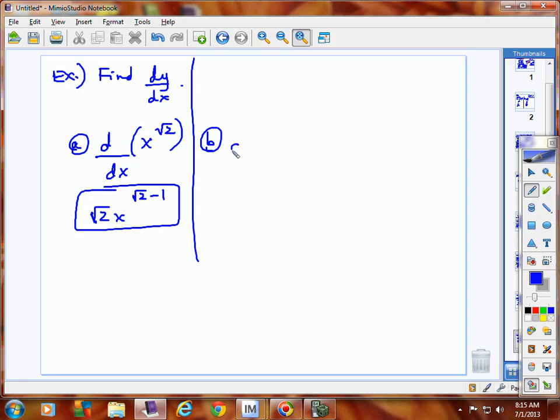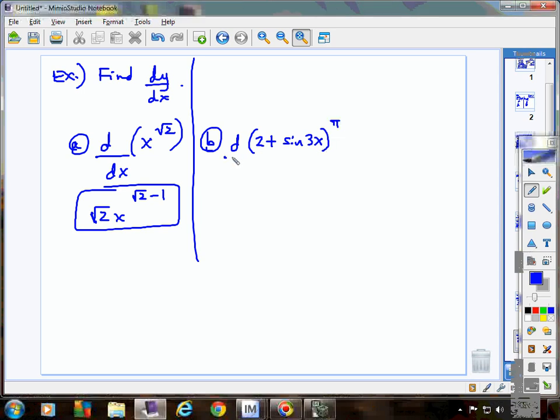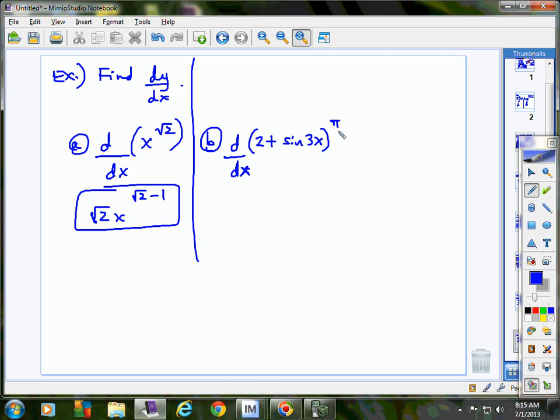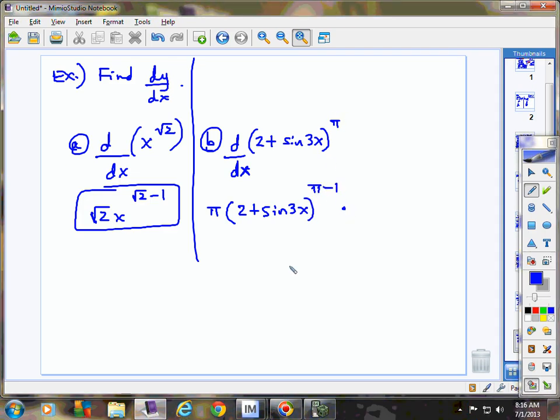All right, B part, the derivative of 2 plus the sine of 3x to the pi power. Got a bunch of stuff raised to a number. Say, I don't know what I'm going to do. That's a pi. Pi's a number. Pretend it's a number. Do the same thing. Bring the power down. It's a number. It's not a variable, is it? 2 plus sine of 3x. Subtract 1. Go inside. Derivative of constant 0.